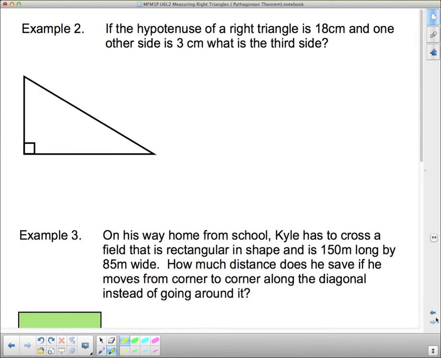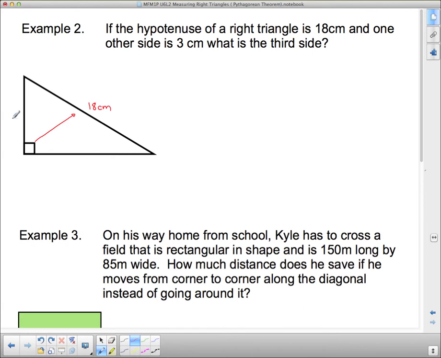If the hypotenuse of a right triangle is 18 centimeters, so I'm going to write this on here. The hypotenuse, we know where the hypotenuse is because this little square is going to point the way. So this is 18 centimeters. And one of the other sides is 3 centimeters. Now it doesn't matter where I put that 3. I can put it on this side or I can put it on this side. Doesn't matter.